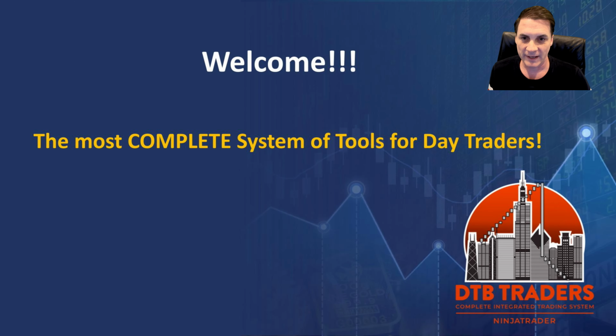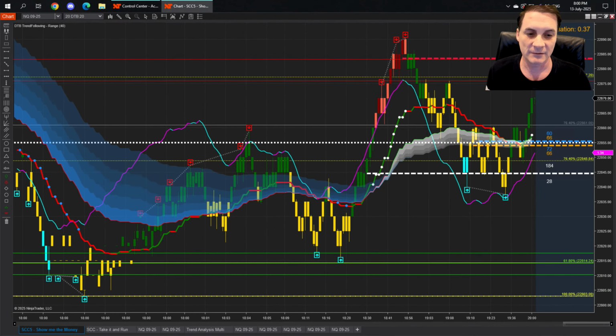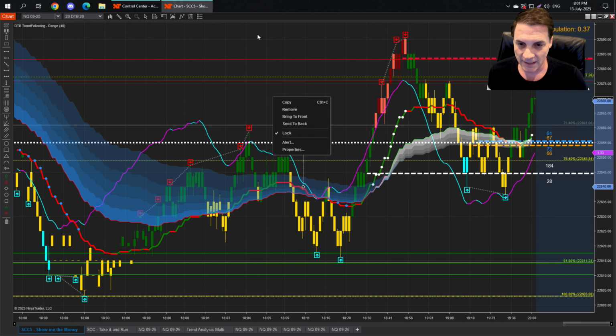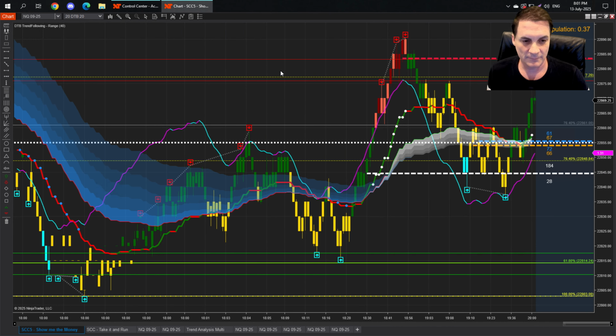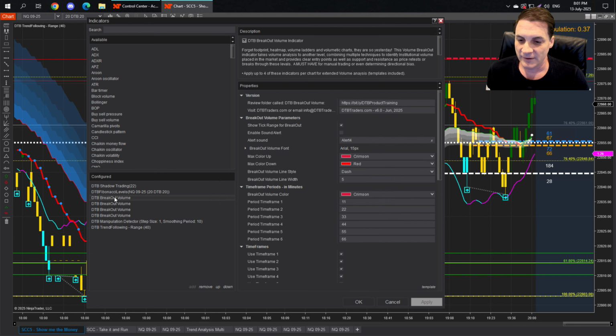Actually, before we do that, I wanted to bring up the signal chart just very briefly. With the new release of NinjaTrader, they've got a new text box in play. I'm just bringing up the indicator list and you'll see they've got a new description box over here. I've added a description to one of the indicators, the breakout volume.